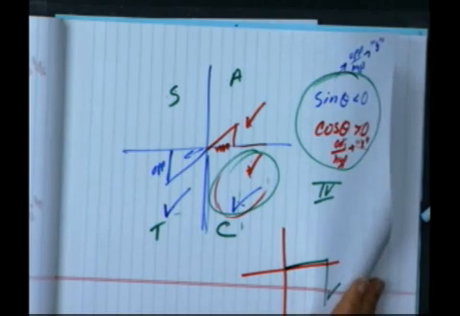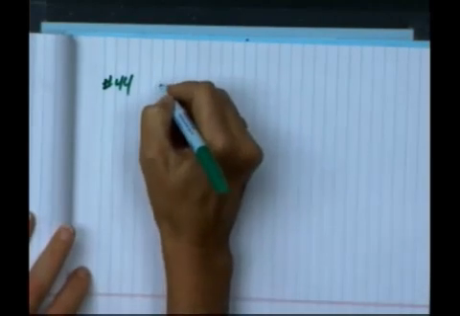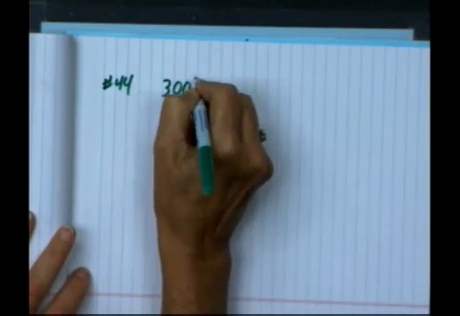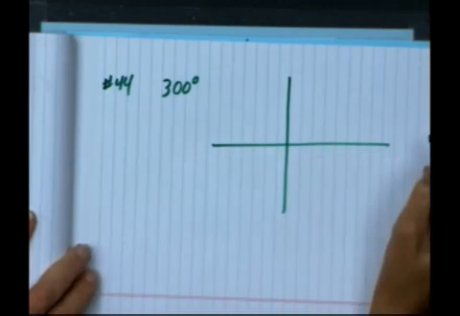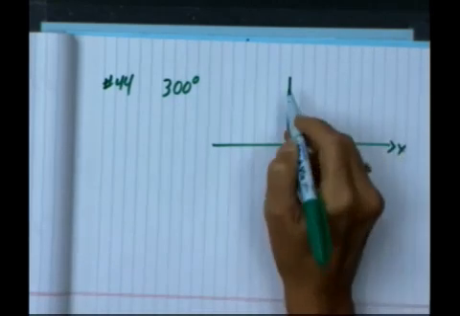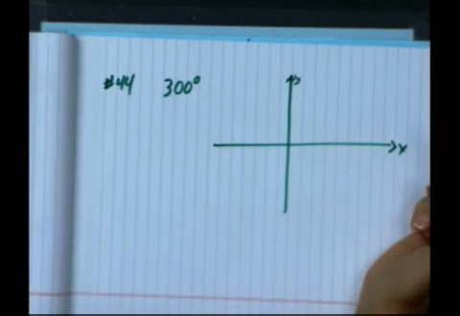All right, what number was that? Number 34? Okay, let's go to number 44. Find the reference angle. Ooh, that's going to be easy. 300 degrees, and we're just looking for the reference angle. I bet you already know without any effort. What is it?